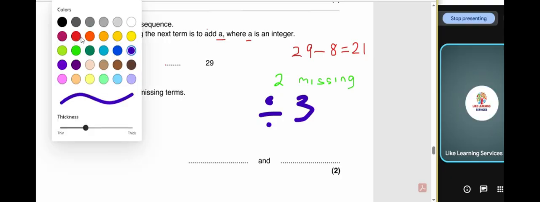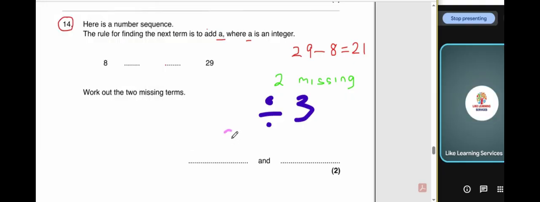So go ahead and divide 21 by 3. What will it give you? 21 divided by 3 is 7. So that's what will be added, for both of them. That means if you keep adding 7, you'll be getting the next answer. It's plus 7.